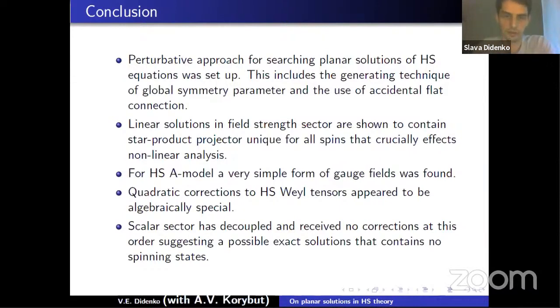That's a very interesting fact that perhaps it means that within this Petrov D type ansatz, you can go on further. And some unexpected thing is that the scalar sector has decoupled from this analysis and received no correction at this order, suggesting a possible exact solution that contains no spinning states. So thank you very much for your attention. Sorry for some delay.